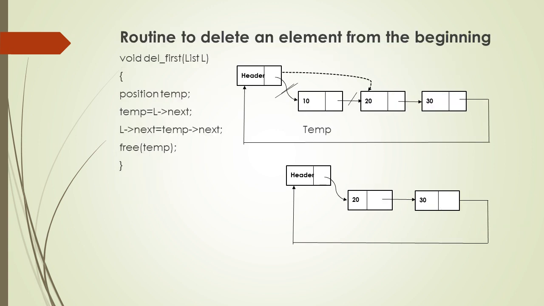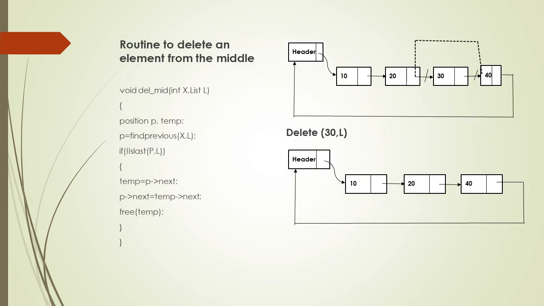Routine to delete an element from the beginning. Now we are deleting an element from the beginning of the list. void delete_first(list L). Position temp. temp = L next. L next = temp next. free(temp). Now we are assigning the 10 as temp, where the 10th node will be deleted, or the data in the node to be deleted.